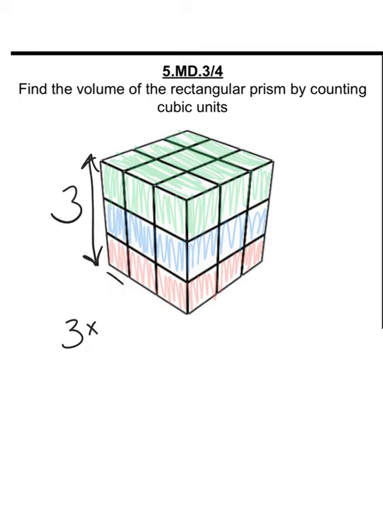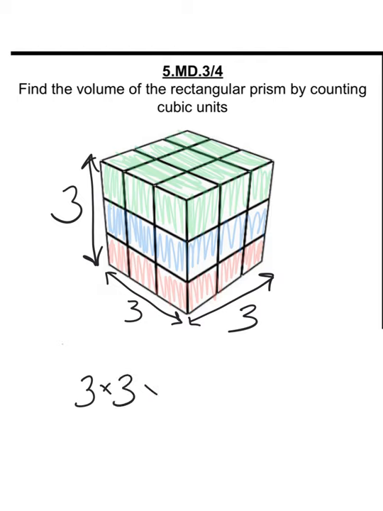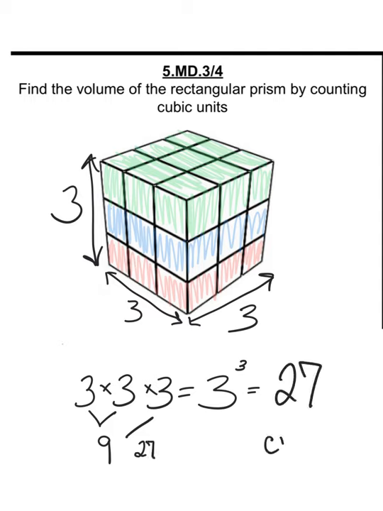Height of 3. I've got a width of 3. Oh, it's a perfect cube. So it's a 3 by 3 by 3. 3 times 3 times 3. We could even write that like this. Look, guys. 3 to the 3rd power. 3 times 3 is 9, and 9 times 3 gives us 27 cubic units. Look, cubic units right there for you.